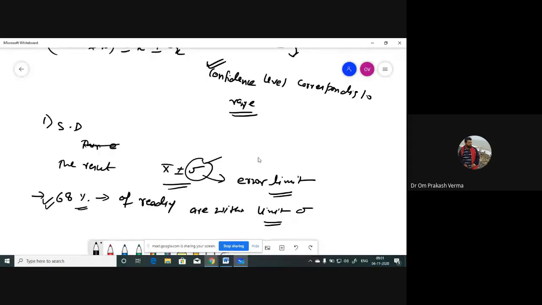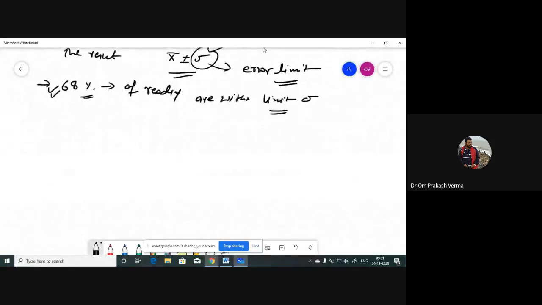Sometimes we have seen in the terms of probable error. It also tells about the probable error. That is, the probable error is given in the terms of 50%. 50% of readings lie within this limit.